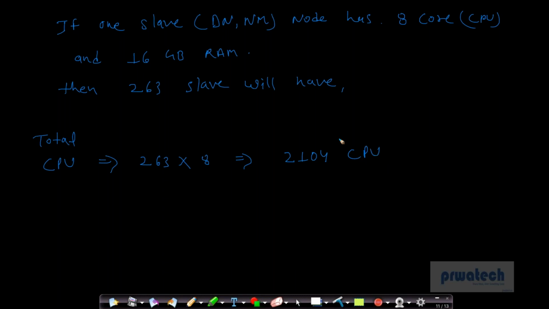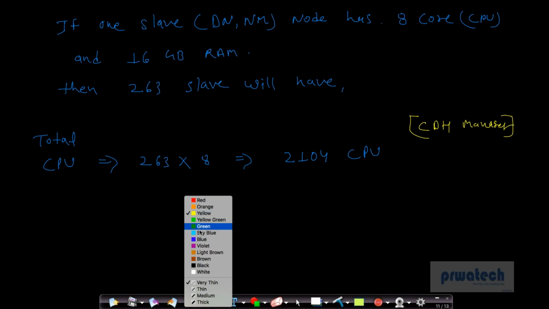And you know from where we can check this? In our actual server, there is a Cloudera Manager. So using Cloudera Manager, I'll call it CDH manager. CDH is a short form of Cloudera. Cloudera Manager we can use to check the number of total CPU cores available, or all the details of our cluster.